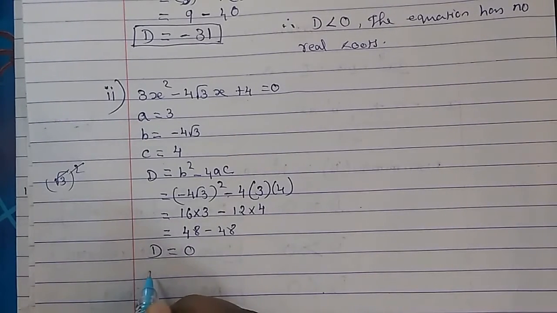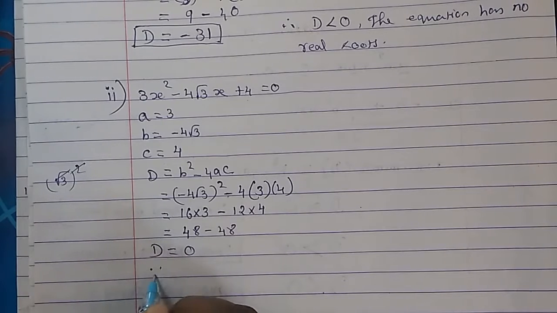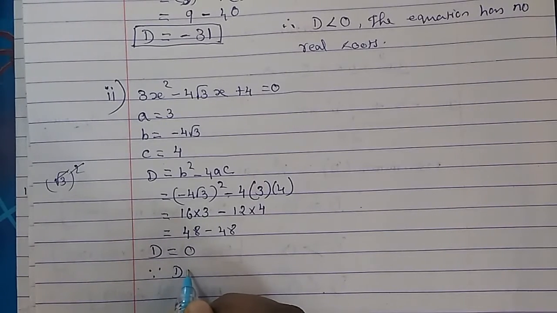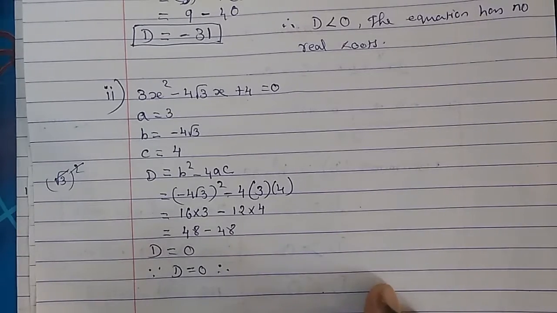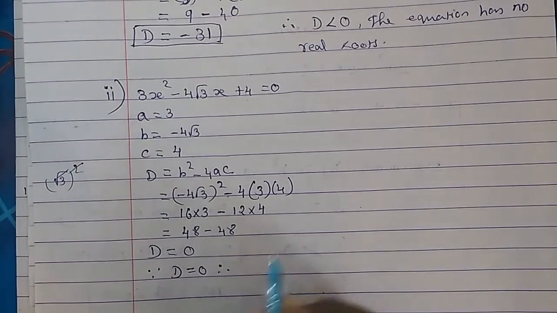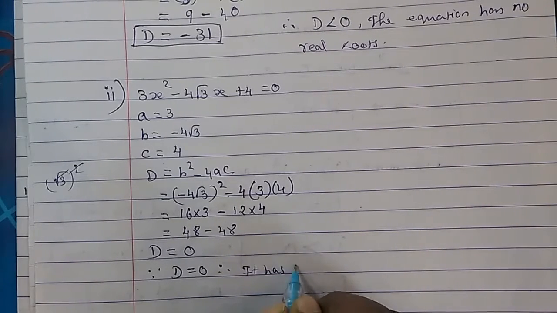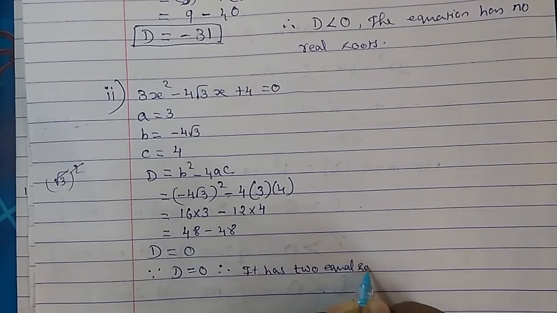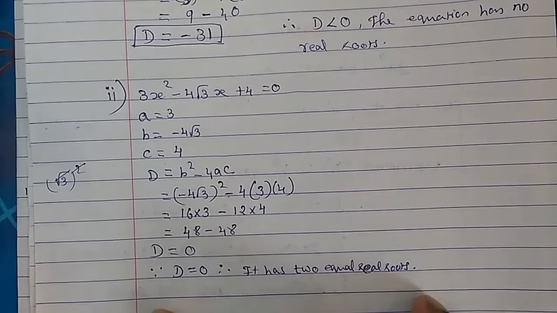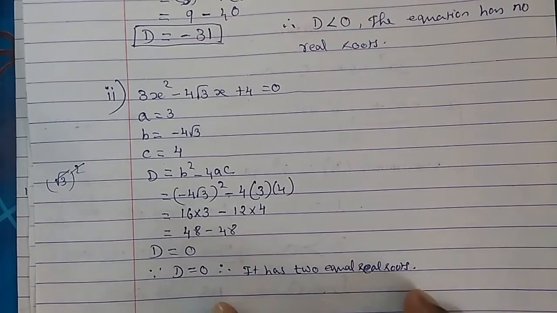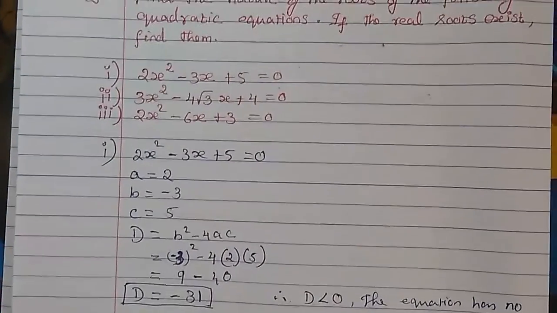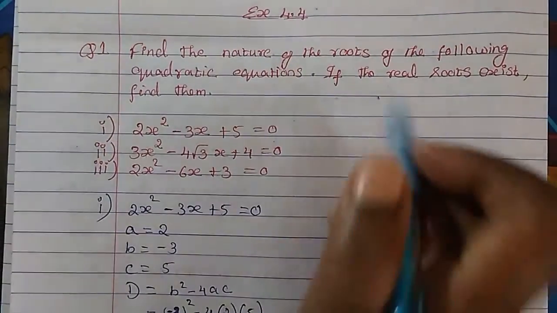So you can write, because d is equal to 0, therefore, if it is equal to 0, what I told you, you'll get same answers. So therefore, it has two equal real roots.